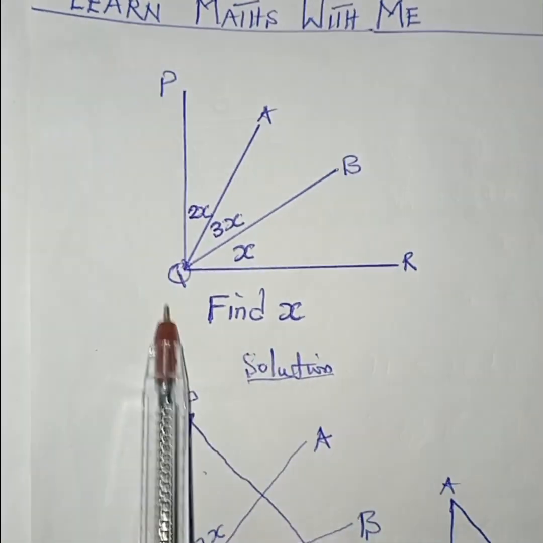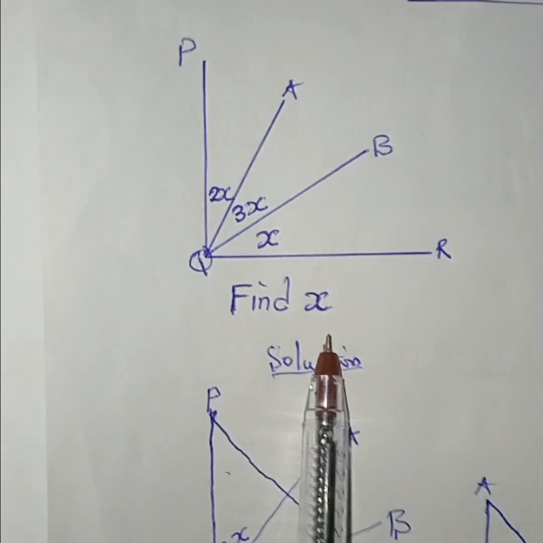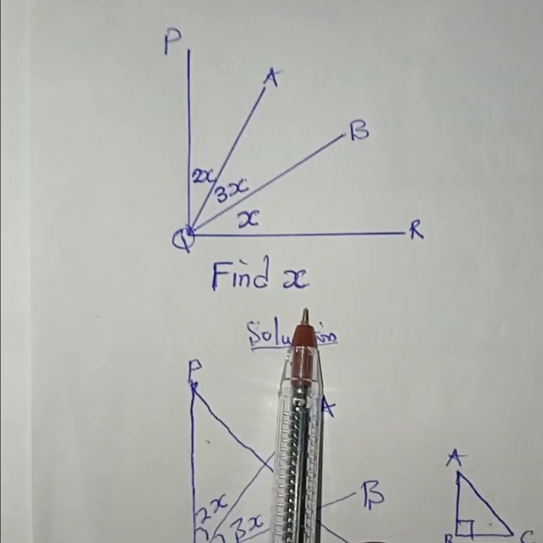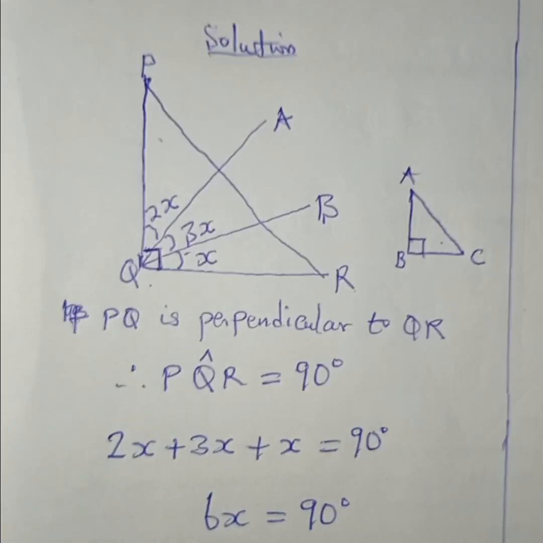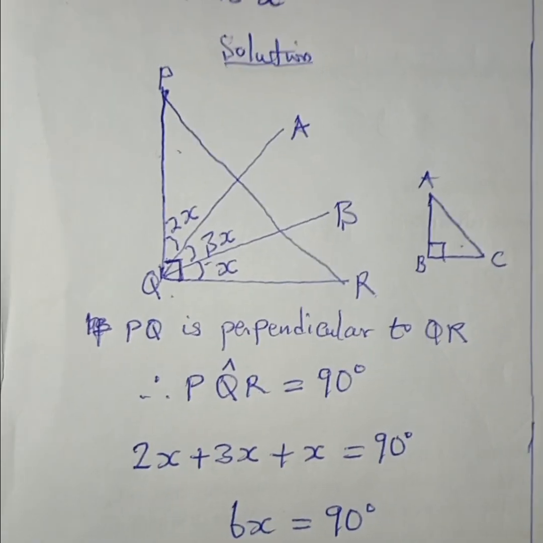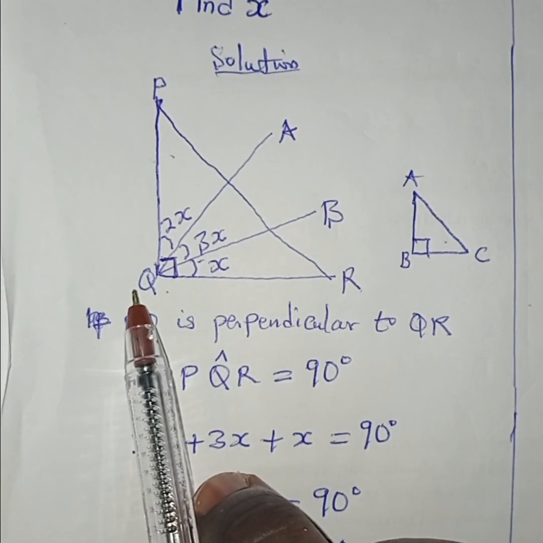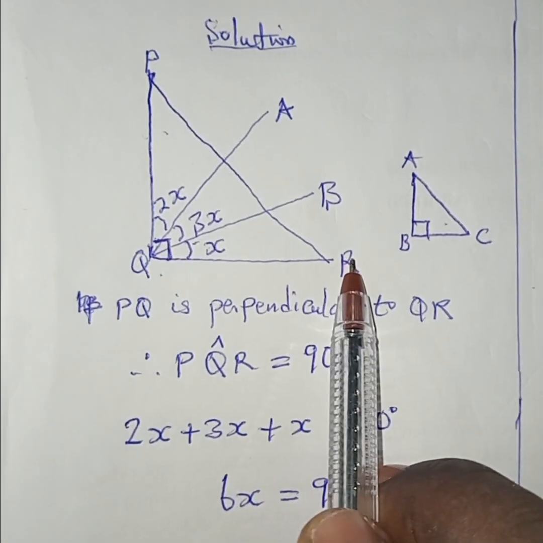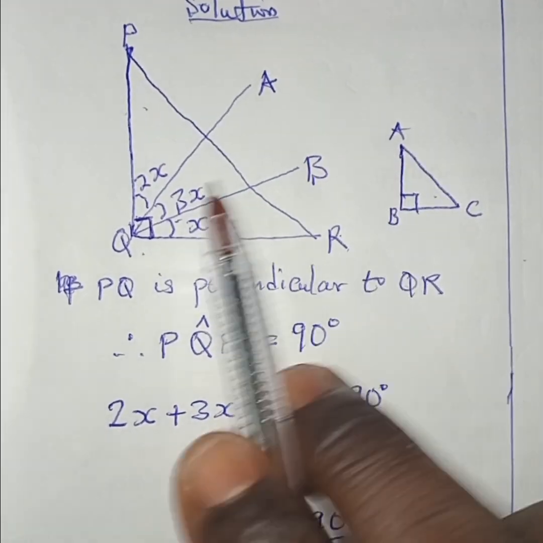Now we have a diagram like this, and in the diagram we are asked to find the value of x. So if you have been following my channel, the first thing you are going to do before providing a solution to a problem, you say what? Solution. Now when you say solution, it means you are now ready to solve the problem. So now look at the diagram. This is the diagram. It means that PQ is perpendicular to QR. Now compare this diagram to this diagram. They are all the same.